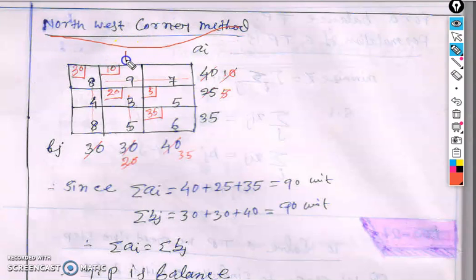In this table, this is your north side, this one is your south, this one is your east, and this one is the west. Northwest corner method. So your problem should start from here. Okay, this one is your northwest corner cell. So your problem starts from here.